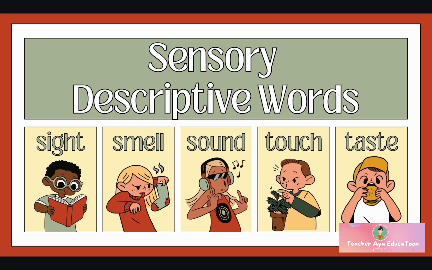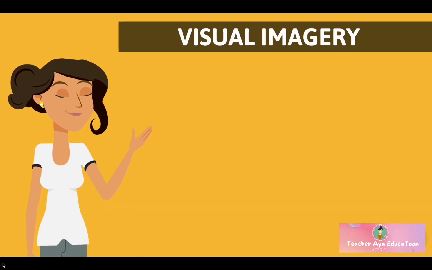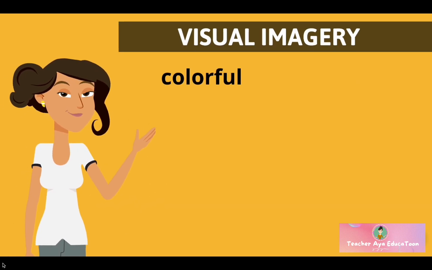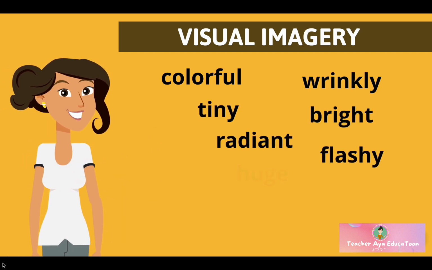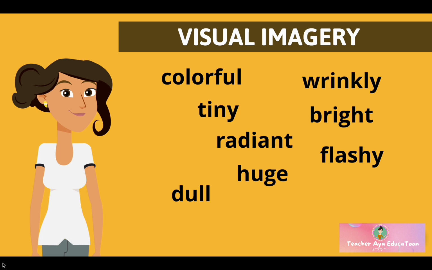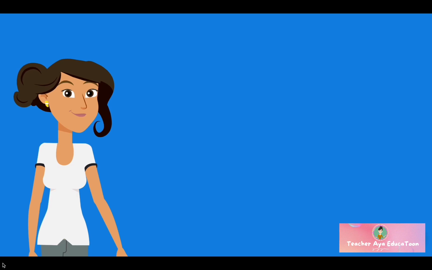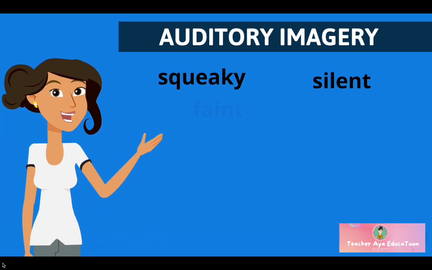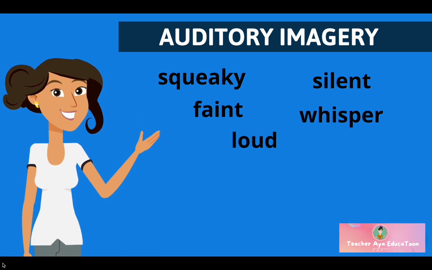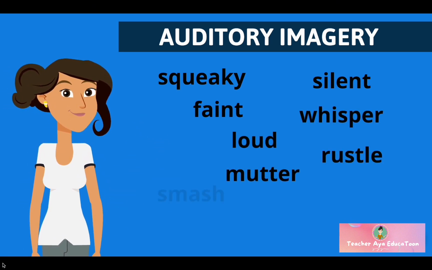Here are the possible descriptive words you can use in describing using your senses. For visual imagery, you may use colorful, wrinkly, tiny, bright, radiant, flashy, huge, and dull. For auditory imagery, you may use squeaky, silent, faint, whisper, loud, rustle, mutter, and smash.